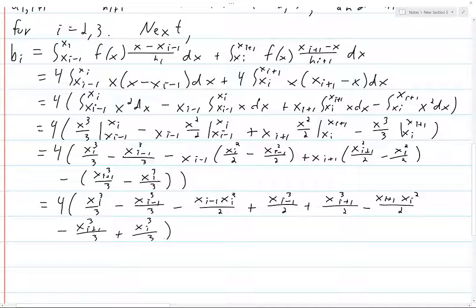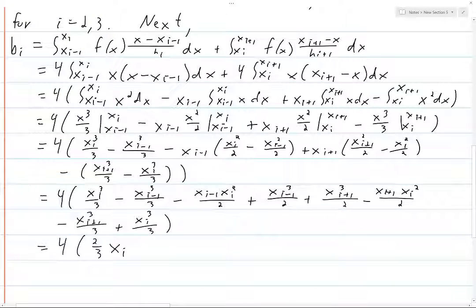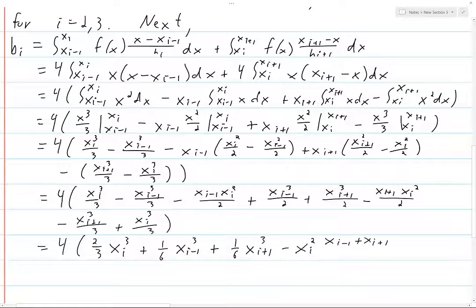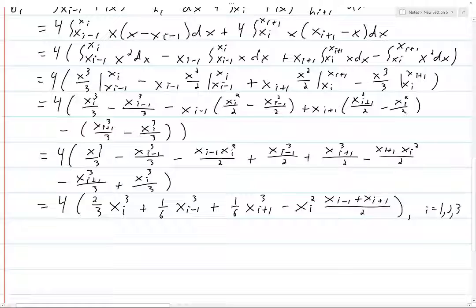If we combine all the like terms, we get 2/3 xi cubed plus 1/6 xi minus 1 cubed plus 1/6 xi plus 1 cubed minus xi squared. Then we multiply by xi minus 1 plus xi plus 1 over 2. And that's your formula, for i equals 1, 2, and 3. So now we can use this formula to actually compute these.